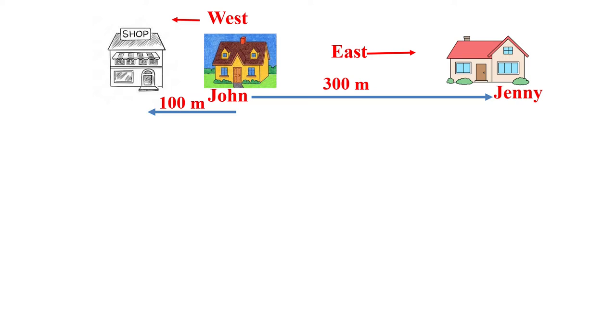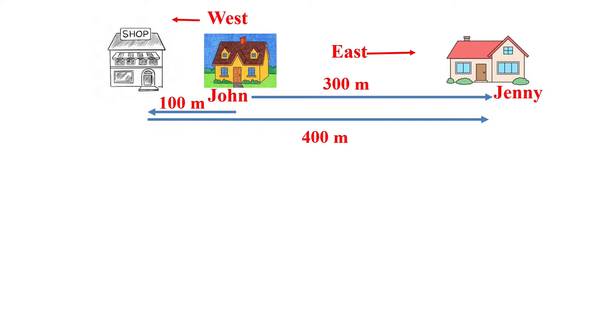And he took some flowers and a gift from the shop, and he then returned and went to Jenny's house, and he gifted it to Jenny, traveling 400 meters from the shop to Jenny.